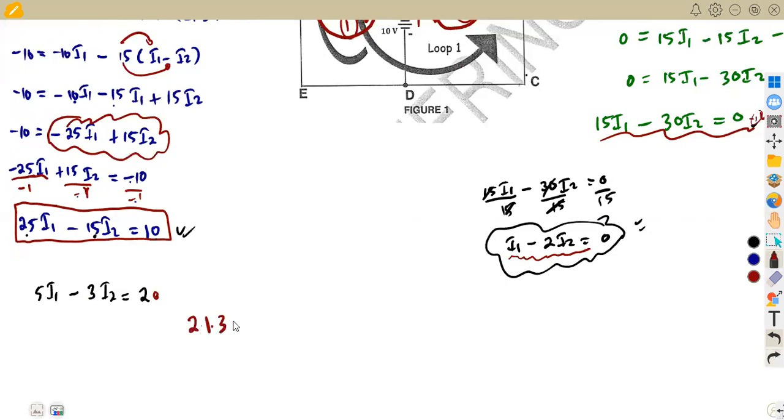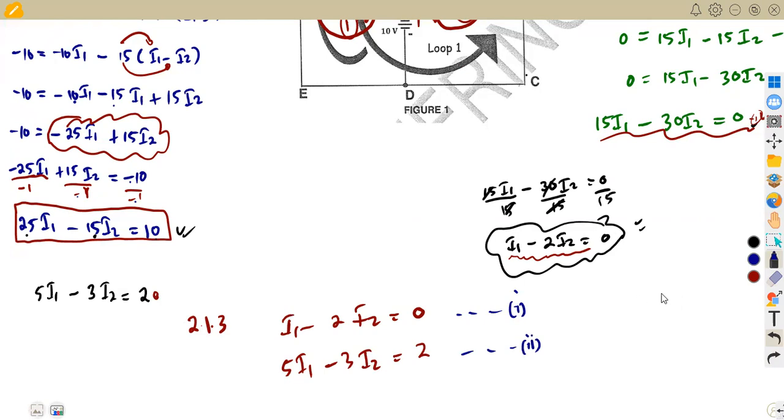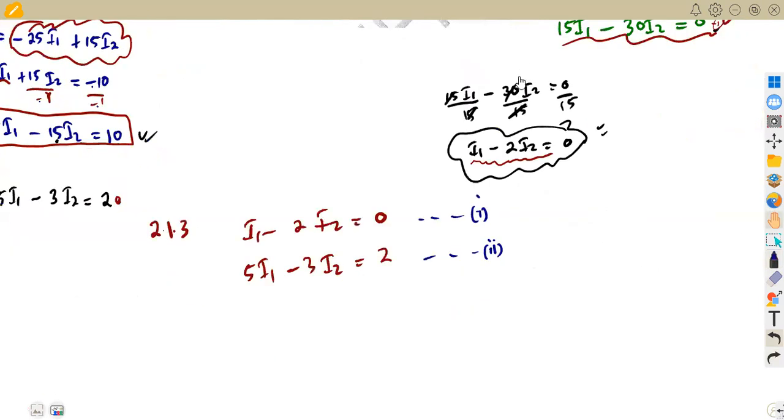The solving part is in your hands. All right. So from equation 1, we saw that we have I1 minus 2I2, which is equal to 0. From equation 2, we got 5I1 minus 3I2, which is equal to 2. So we can just play around with our equation 1. We can make I1 the subject, then we substitute in equation 2.